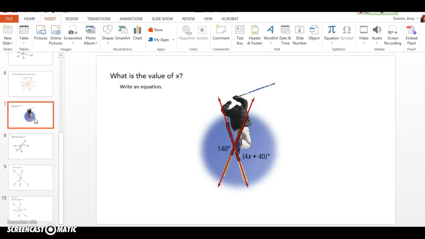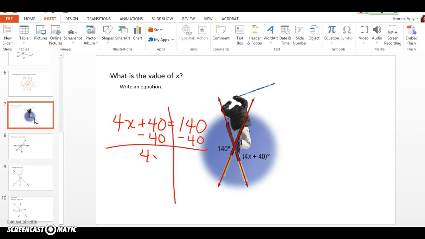Okay, all right. So this one, what is the value of x? Write an equation. How would I write an equation for this one? Carter. 4x plus 40 equals 140. Yeah. 4x plus 40 equals 140. Oh, x is 25. We are making sure we can write equations because these are going to get worse. We want to make sure we know what we're doing. Is it 25?